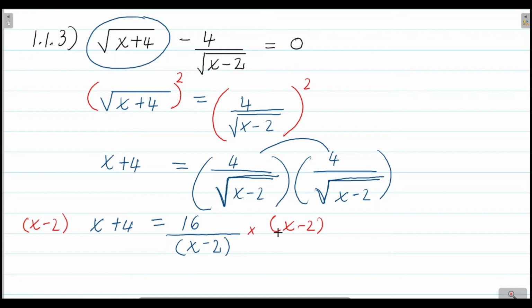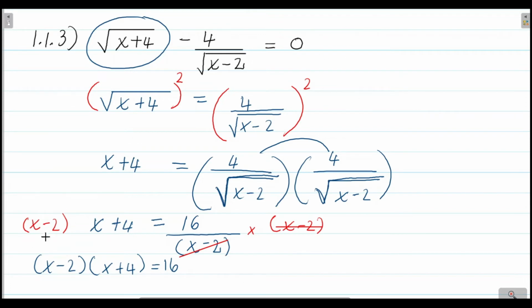Or another learner could just see that we can simply cross multiply. If you cross multiply, you'll still have that x minus 2 multiplied by x plus 4. If we multiply by that denominator, it cancels on the right-hand side. On the left-hand side, you'll be left with x minus 2 multiplied by x plus 4, which is equal to 16.